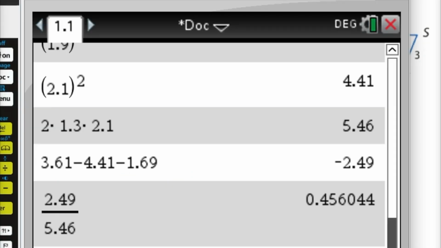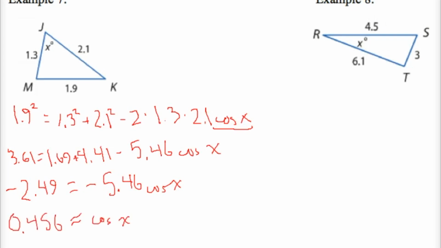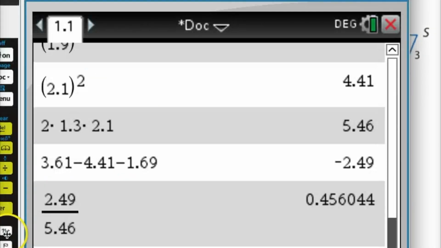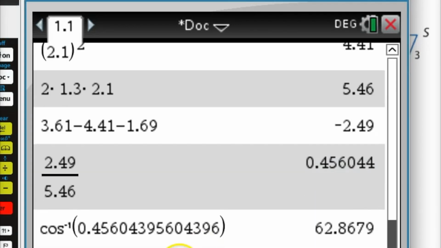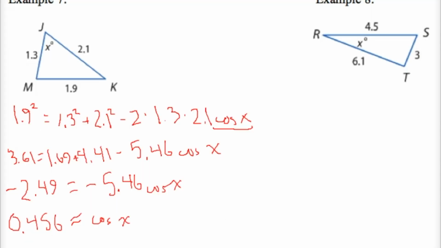So it's actually 0.456. And that's not surprising at this point, because we know cosine should be a value between 0 and 1. So now all I really have to do is take the inverse cosine of that answer, and I get an angle measure of 62.868. And that's the angle size. That doesn't surprise us too much. It should be the middle angle of that triangle, and 62 is perfectly reasonable for that.